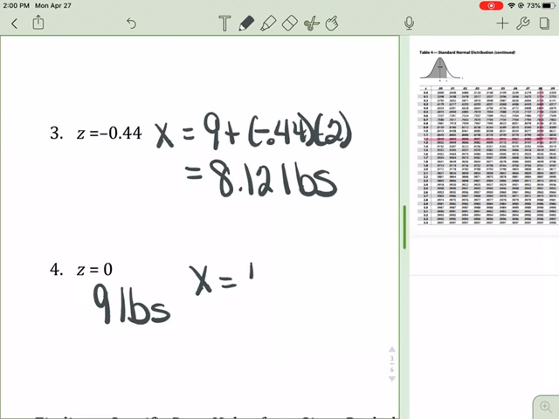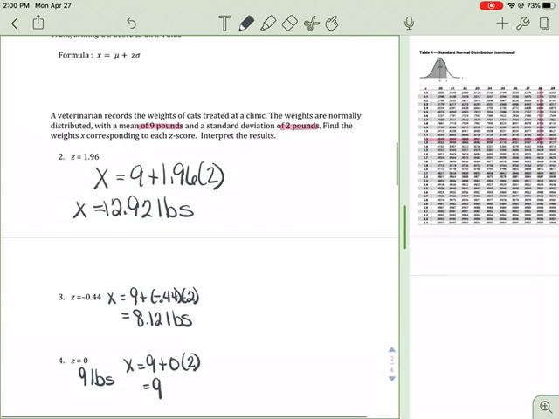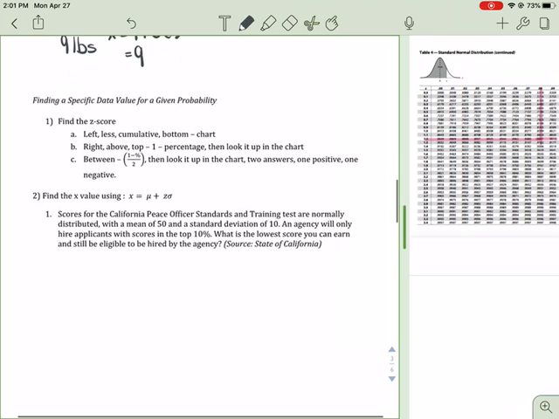Now if you didn't recognize that, we could do x equals 9 plus 0 times 2, which is just 9. Okay. So now we're going to take this process and the process with finding z, given the probabilities, into one problem. So your z, if it's left, less, cumulative, or bottom, all we're going to do is read the chart. If the question says right, above, top, we're going to do 1 minus the percentage, and then we're going to look it up in the chart.